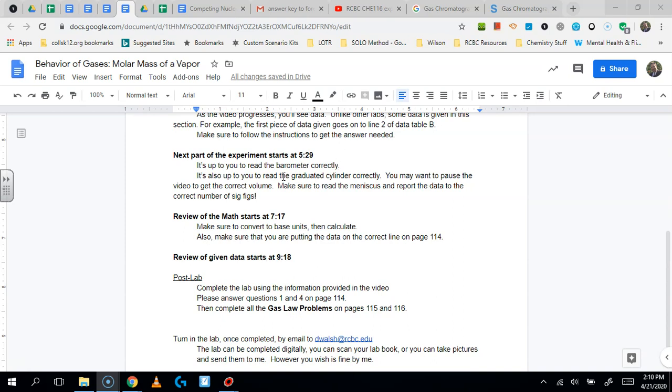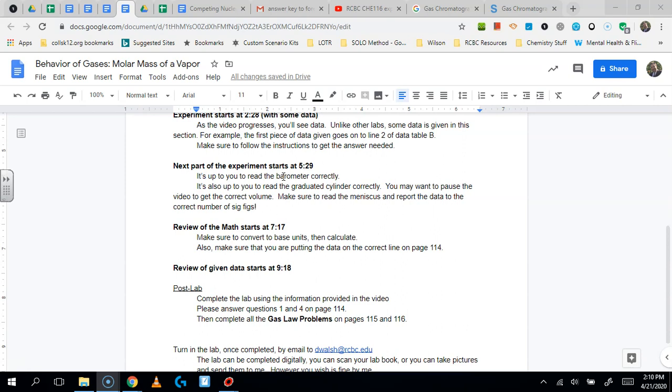So if you miss the data here, and you're trying to just pay attention to what Dr. Stewart is saying about the lab, it's fine. Feel free to just get the data at the end. Now it's going to be up to you to read the barometer and the graduated cylinder correctly, and make sure that you have the correct number of sig figs, because that's going to affect your calculations whenever you use the ideal gas law.